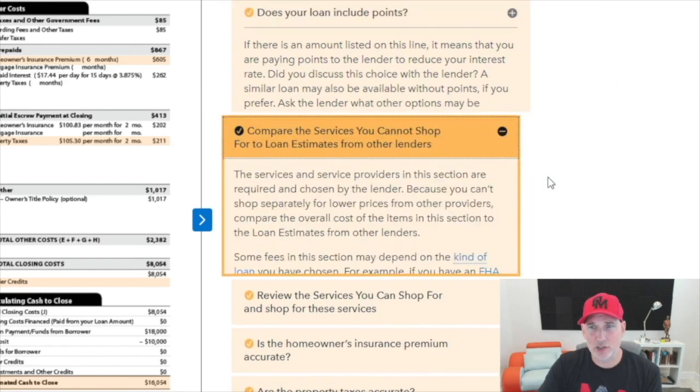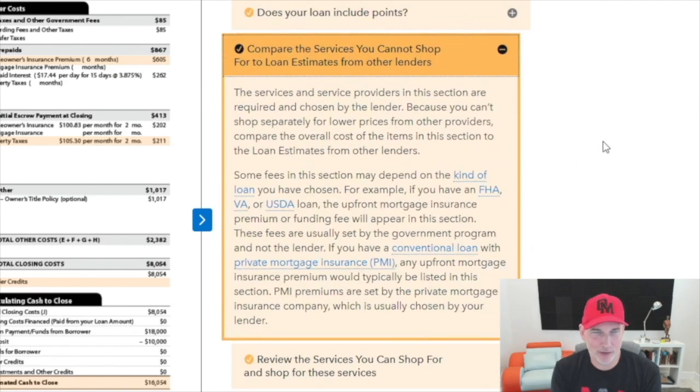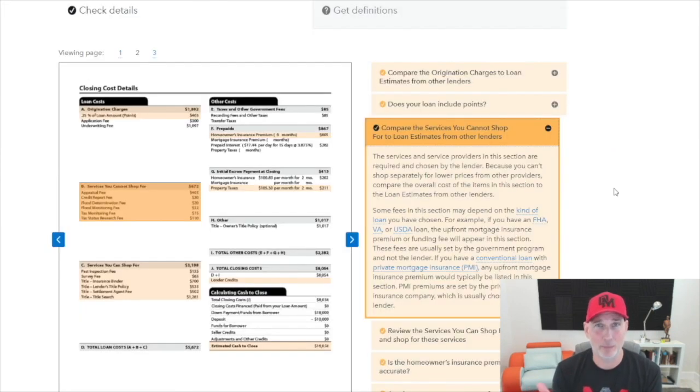Okay, section B. Services you cannot shop for. Now that's kind of rude, right? Well, yes, these are services you are not allowed to shop for. That's because the lender is the one that has this agreement with these third parties, whether it's an appraisal, credit report fee, flood, and all the other little nitpicky fees that you have to pay getting a loan. So these actually can differ from lender to lender, which is why I said this is one of the items you need to be looking at when comparing lenders, but they're not going to vary much.